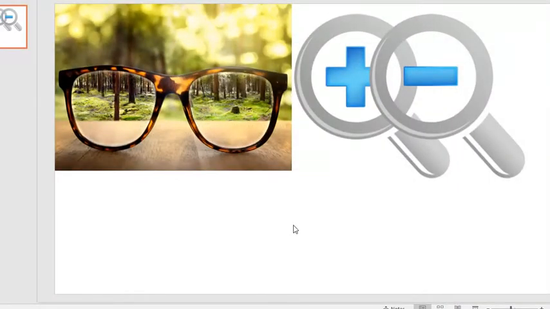Here we have a picture of some spectacles and a plus and minus sign there. Your 2 main buzzwords for this question are focus and zoom. There are lots of other terminologies to do with structure, and you can find those on the AQA website and on various video tutorials on YouTube.